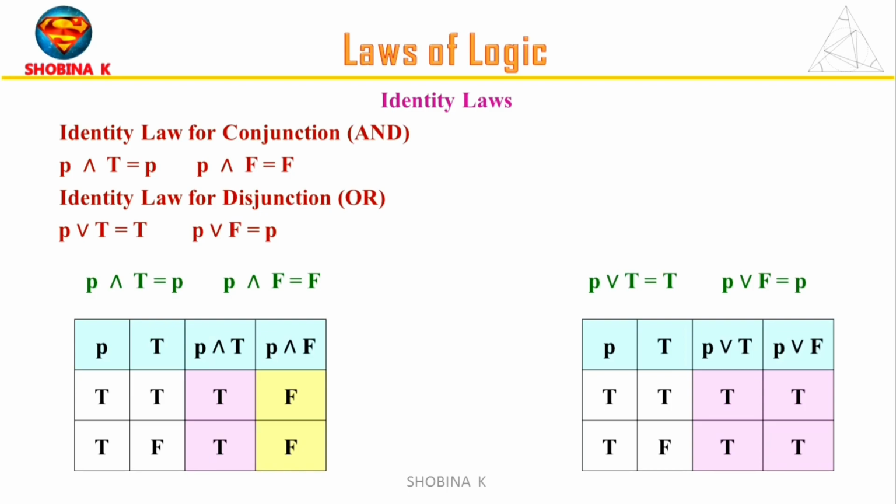The identity law for conjunction states that when a proposition is combined with true T using the AND operator, the result is always the original proposition. And when it is combined with false F, the result is always false. The identity law for disjunction states that when a proposition is combined with true T using the OR operator, the result is always true. And when it is combined with false F, the result is always the original proposition.